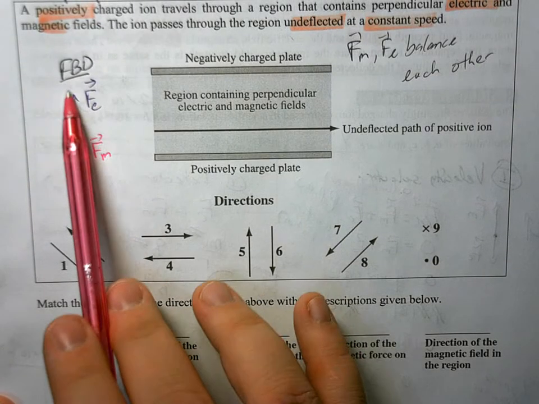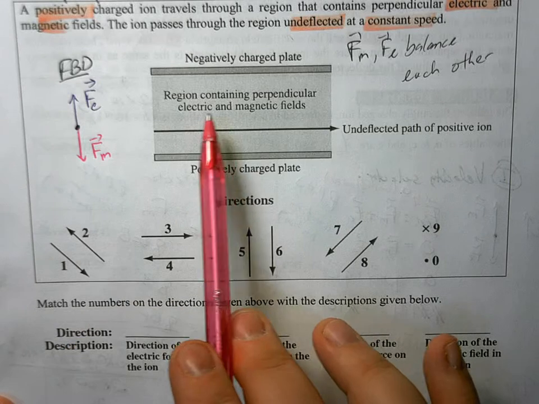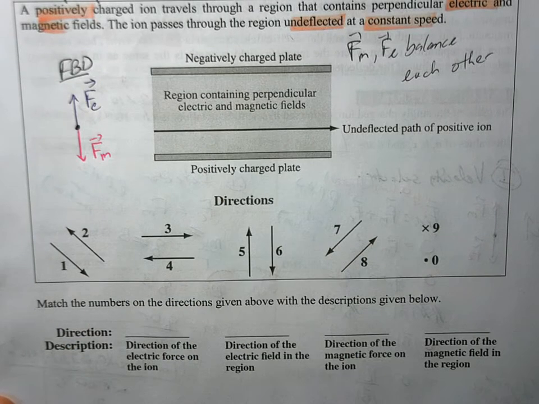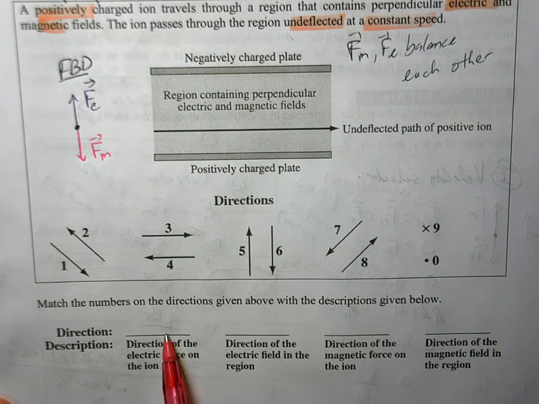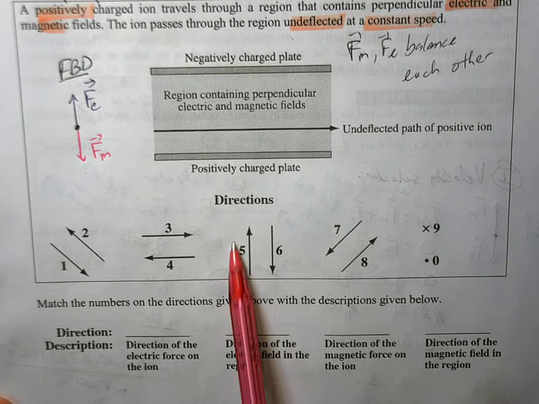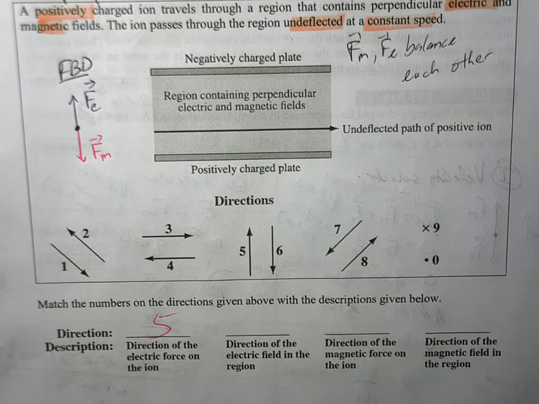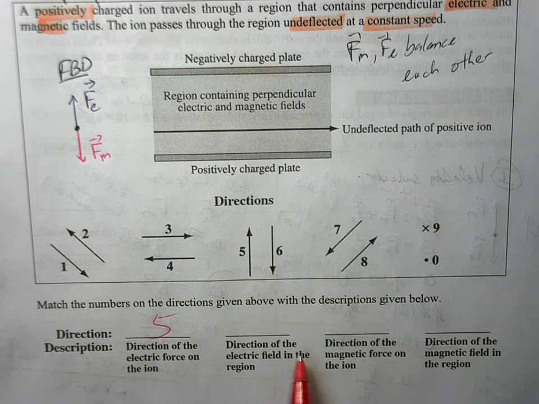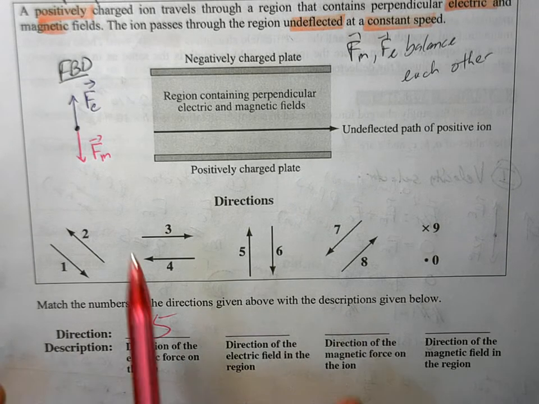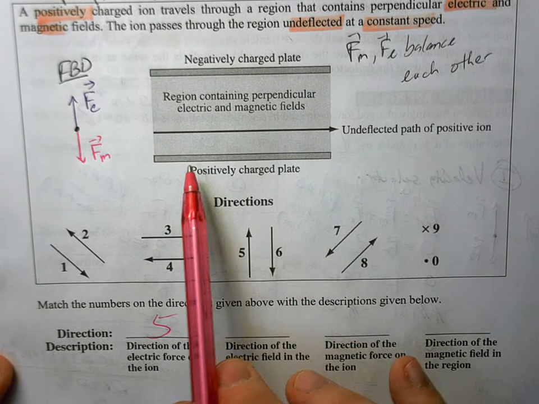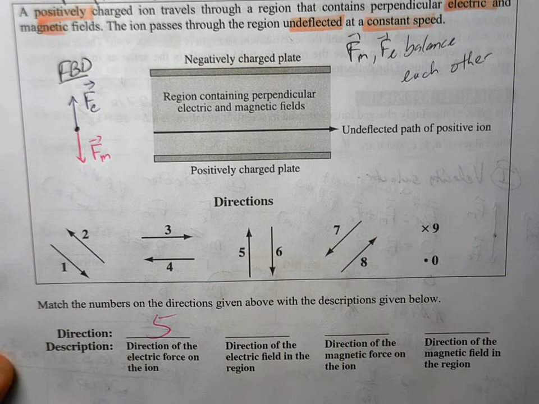So looking at our diagram, we know that FE is going to go up because that positively charged particle wants to go towards that negative plate. So the direction of my electric force is going to be up. Based on my arrows, this is going to be a 5. We'll deal with the electric field in a minute. You don't have to do these in any order. And then the direction of our magnetic force, it's going to go down. And then we're going to use a number 6 for that.